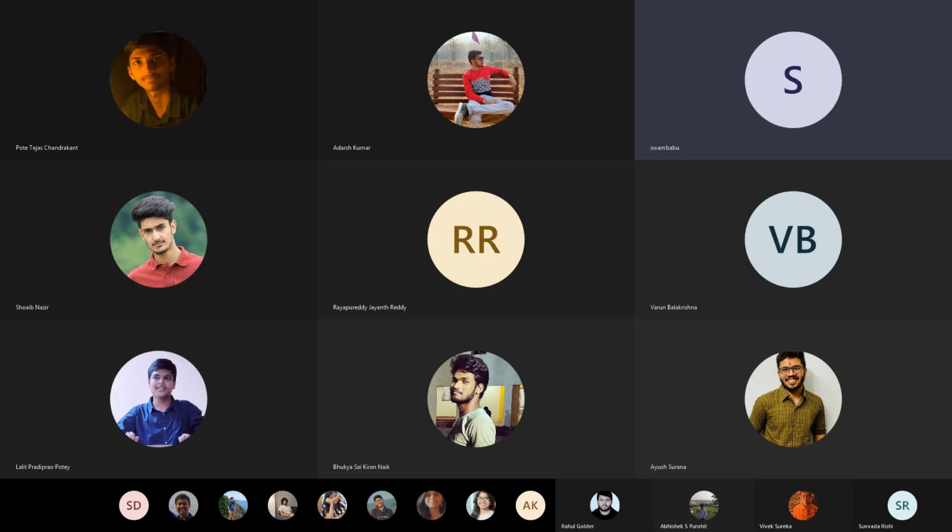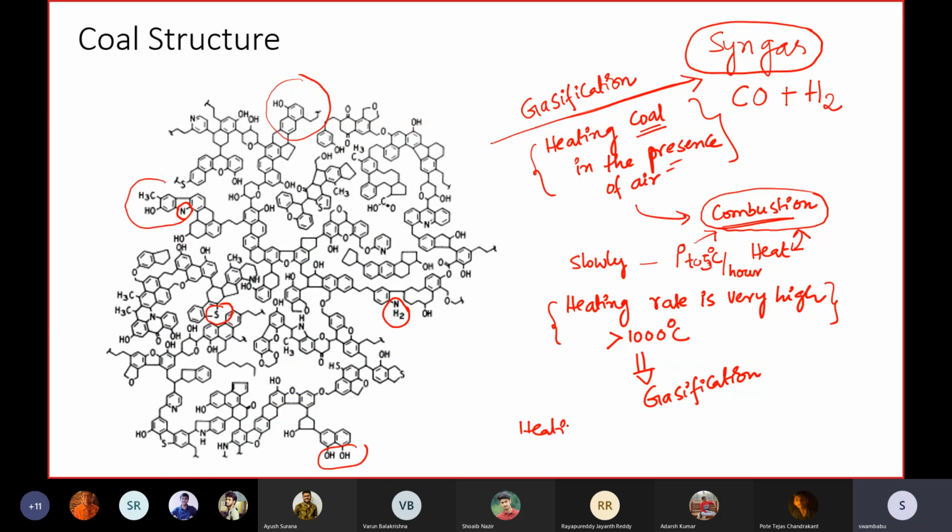There is also another method, heating in the absence of air. That process we call pyrolysis. If you do the pyrolysis, it will lead to the liquid products.